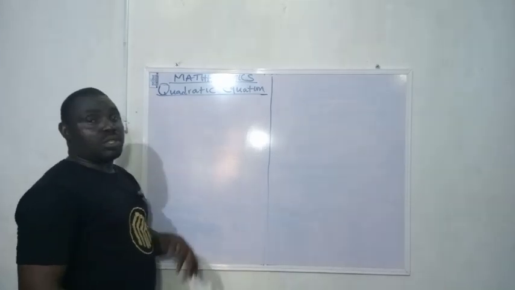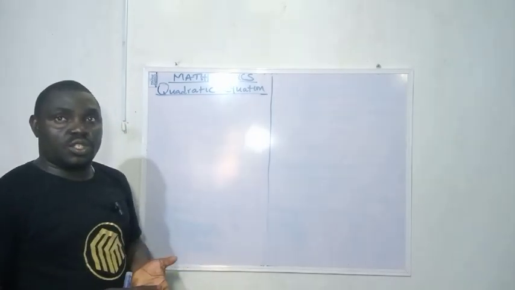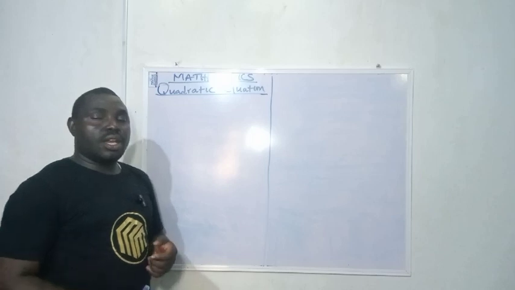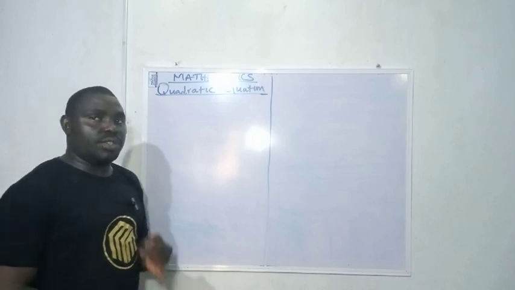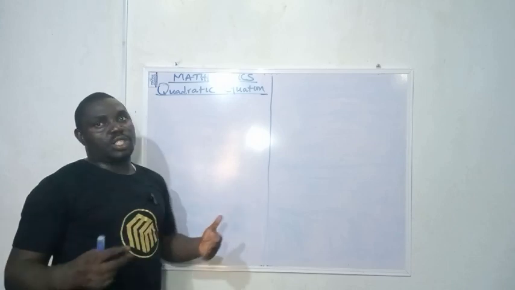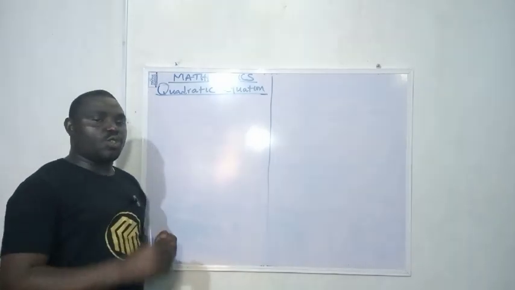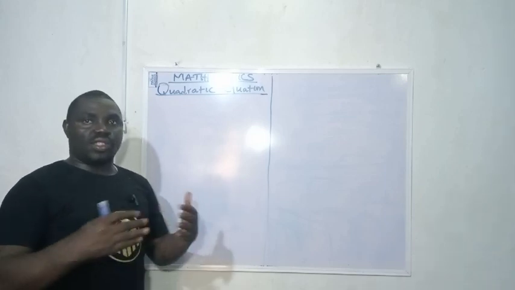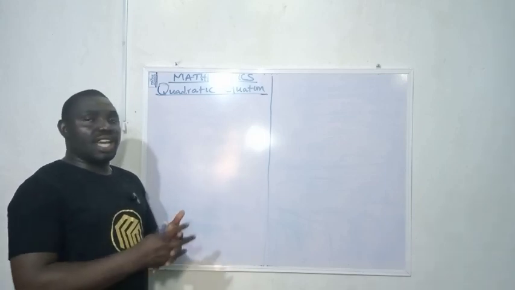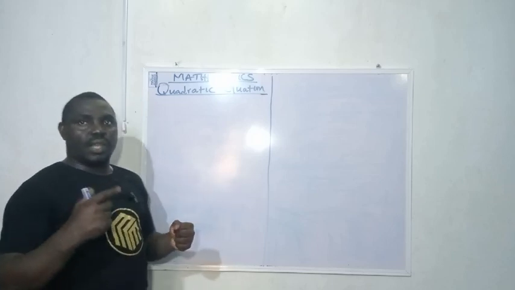Especially those of you who just finished your junior WAEC or JSS3 and are now coming into SS1. In your J3, you remember, you did quadratic expression. It wasn't equation then, it was an expression. You were not told to solve, you were told to simplify. But now you will be told to solve, so you will get an unknown value.